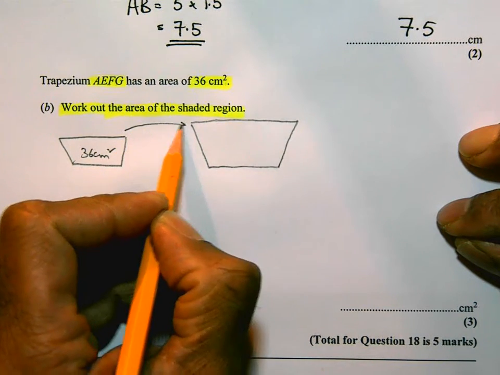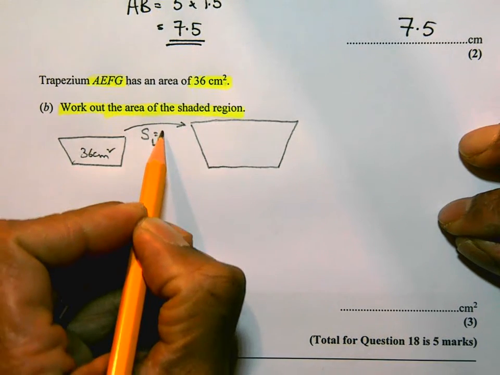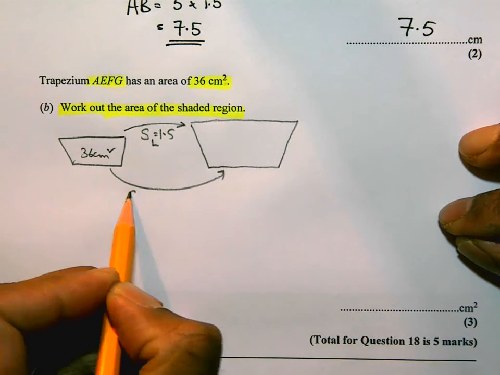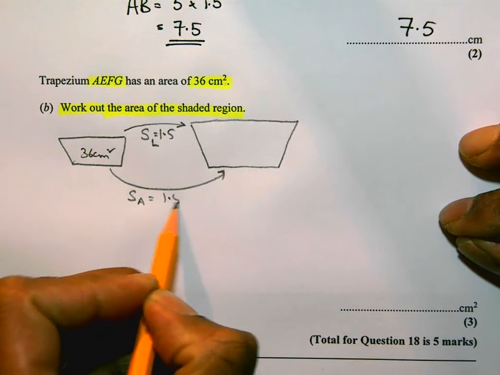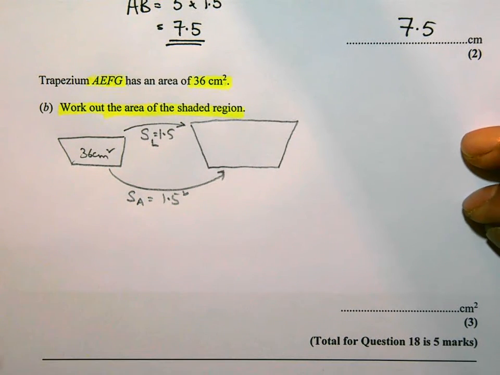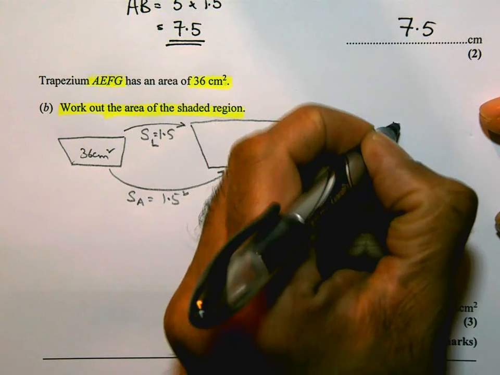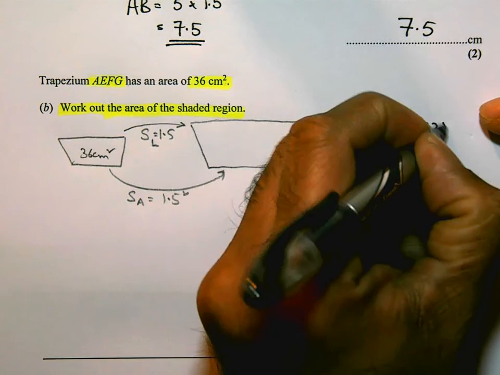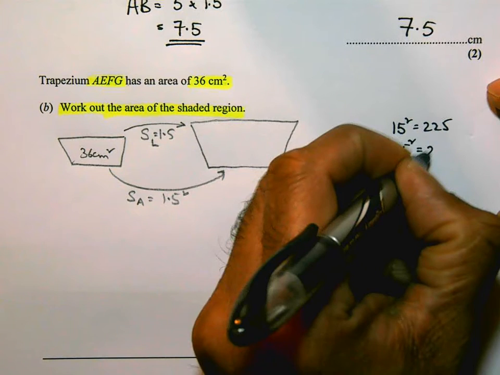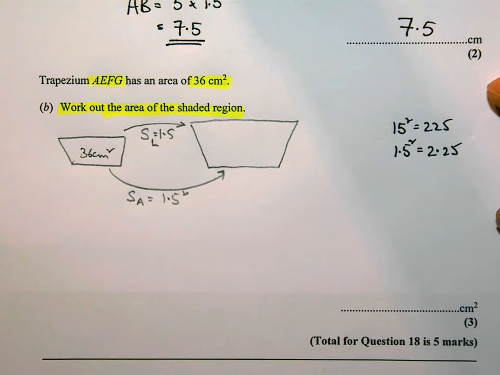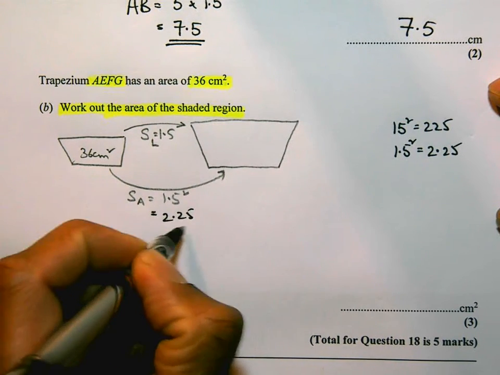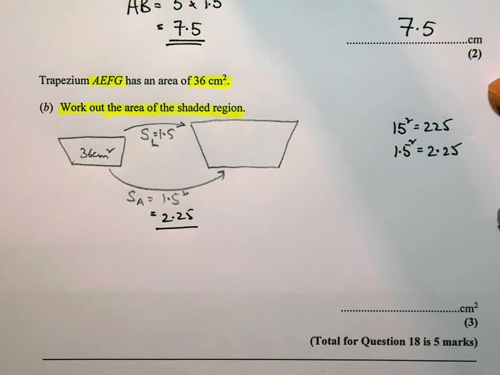We know our multiplier, our scale factor for length, is 1.5. The scale factor for area is going to be 1.5 squared. Now you need to know what 1.5 squared is. I know that 15 squared is 225. That's one of the square numbers you should know. So 1.5 squared is going to be 2.25. Okay, you should know that. So that's going to be 2.25 is my multiplier.